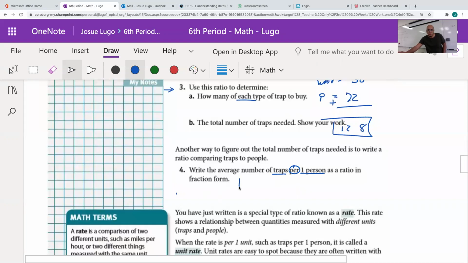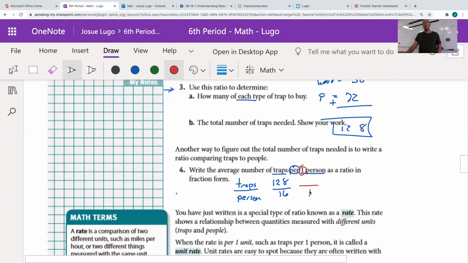So we're going to do traps in the numerator. They just told us what we're comparing. Traps in the numerator and persons in the denominator. Traps per person. And ladies and gentlemen, we know that we have a total of 128 traps. We just figured that out in 3B. And if we go back to the very beginning, remember there's 16 total students, right? 7 wooden and 9 plastic. So there's 128 total traps, 16 people.